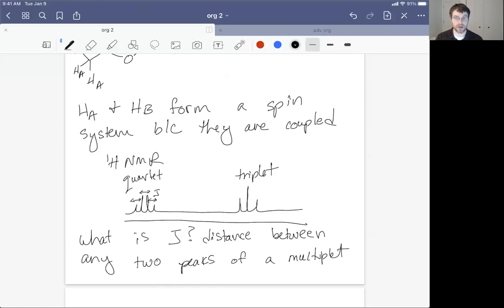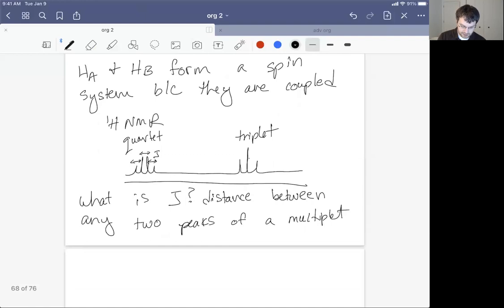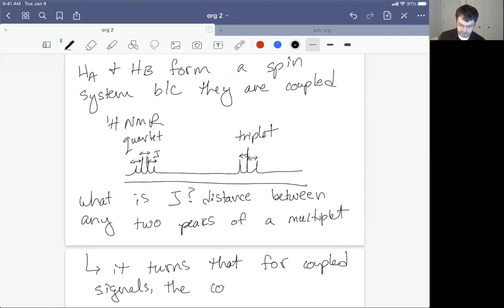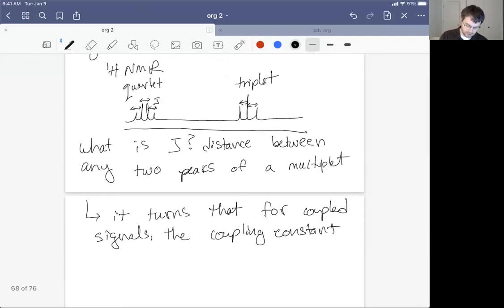Now, what's really cool about this particular set of peaks is that the coupling constant in the triplet is the same as the coupling constant in the quartet. It turns out that for coupled systems or coupled signals, the coupling constant is the same. Now, I haven't really given you enough information to understand this definition fully, but it allows us to break down the words coupling constant a little bit.